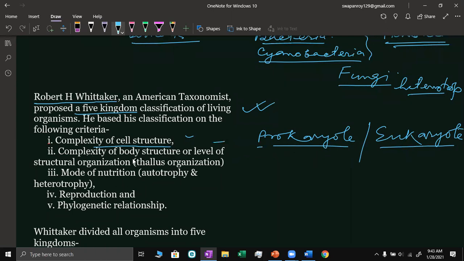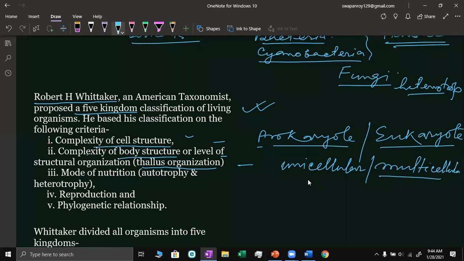Then the complexity of the body structure or the level of body organization, or we can say the thallus organization. Here, whether it is unicellular or it is multicellular, those also have been again separated. The body organization, complexity of body organization.